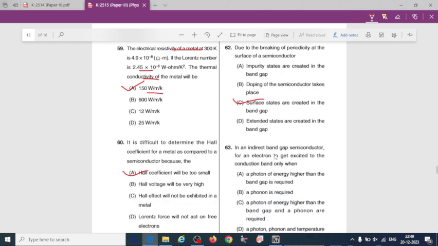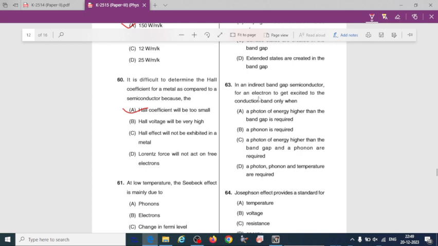In an indirect band gap semiconductor, for an electron to get excited to the conduction band, only a photon of energy higher than the band gap is required, only a phonon is required, a photon of energy higher than the band gap and a phonon are required, or a photon and temperature are required. Option C, that is, a photon of energy higher than the band gap and a phonon are required.